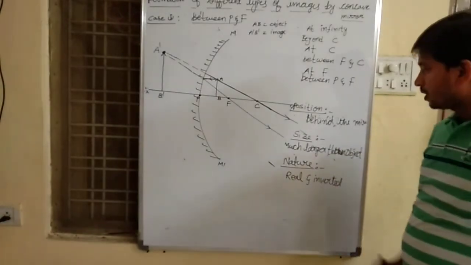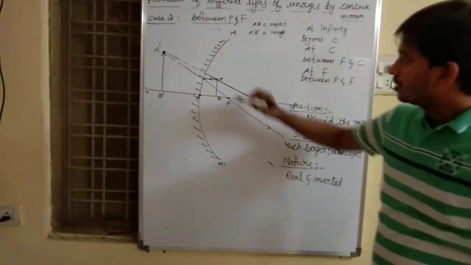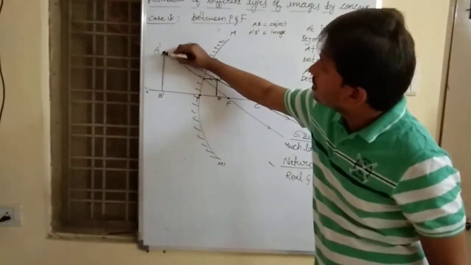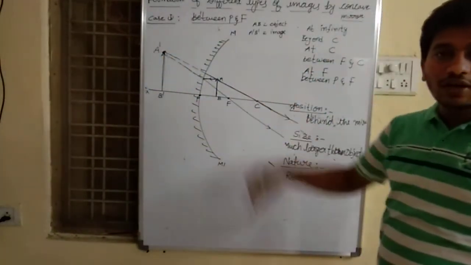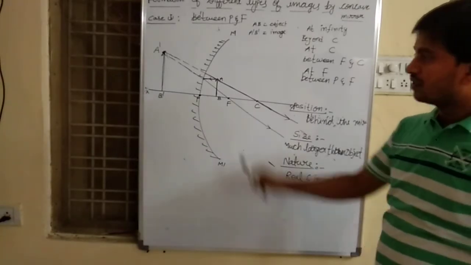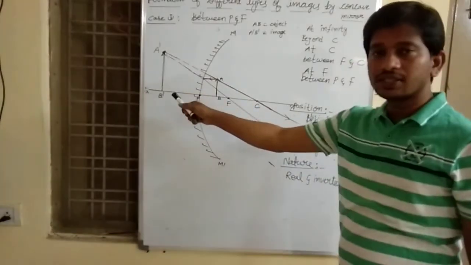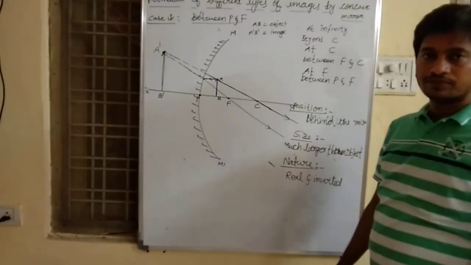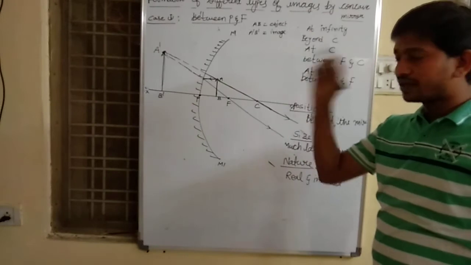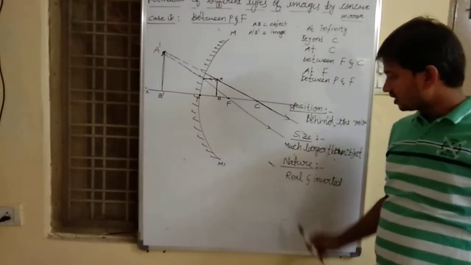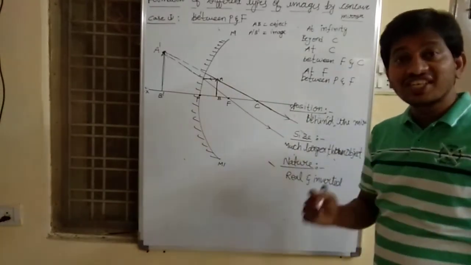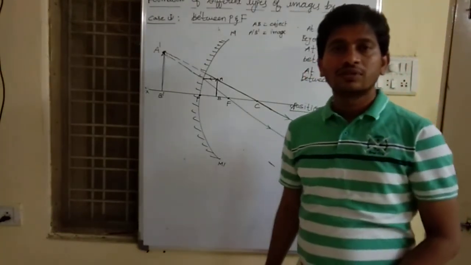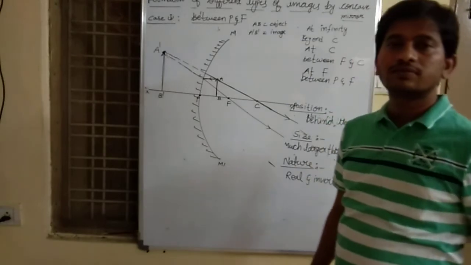And what about the size? See, the object is this much only, but the image is larger than the object. The size of the image is larger than the object. That is our second characteristic. Coming to the third characteristic, that is nature. What is the nature of the image? Is it a real image? No, it is a virtual image.